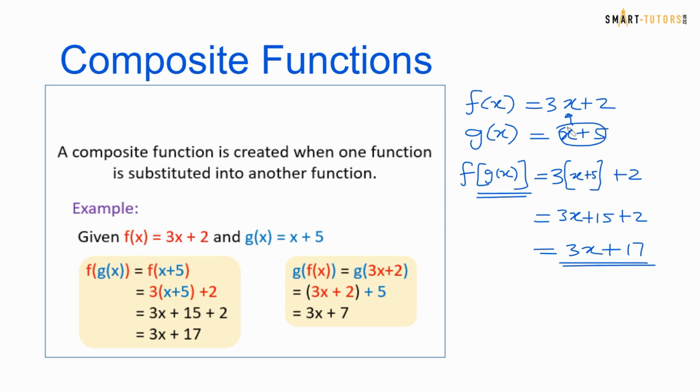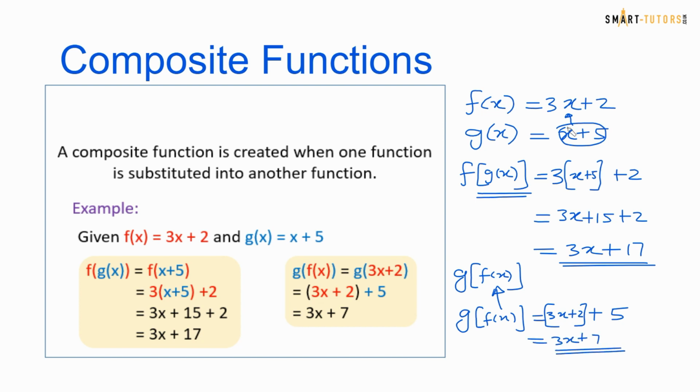Same if you want to do g of f(x). What this means is the f(x) function is the input for the g function. So if you write the g function, starting from x plus 5, so plus 5 will come. Instead of writing the x, you write the f function, which is 3x plus 2. So 3x plus 2 plus 5 gives 3x plus 7. That is the final answer.